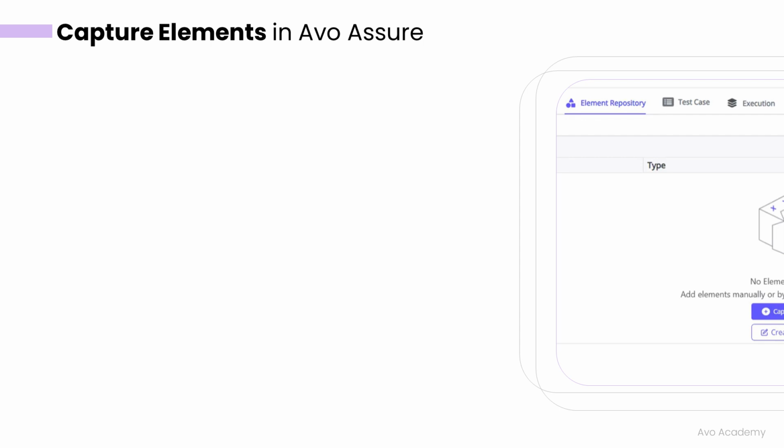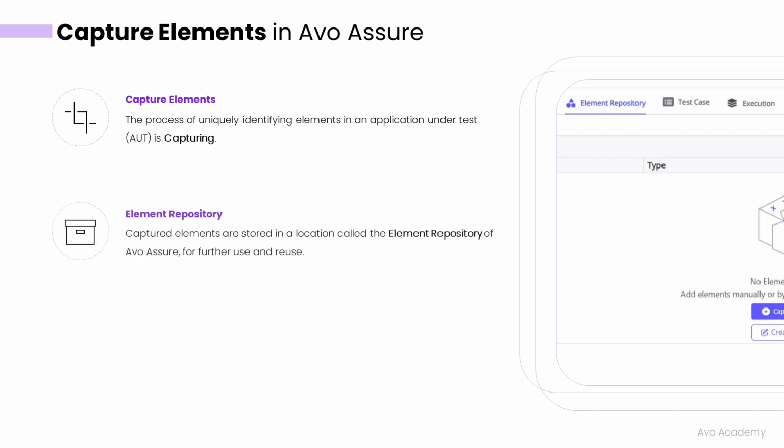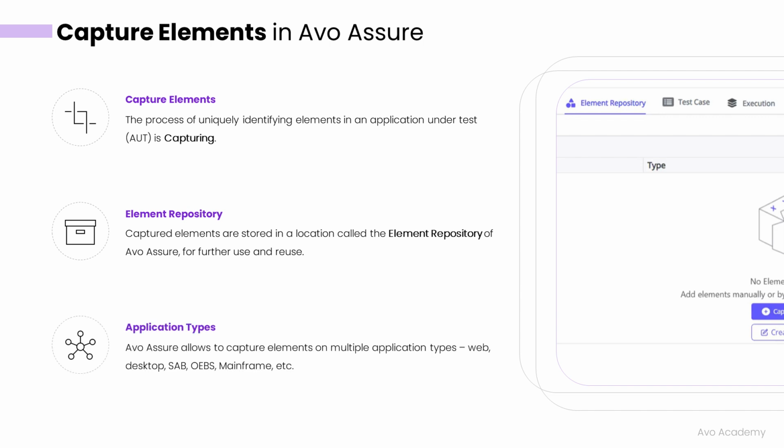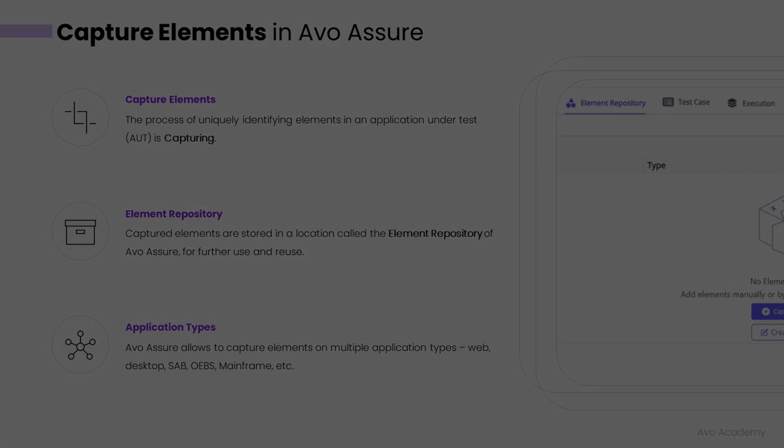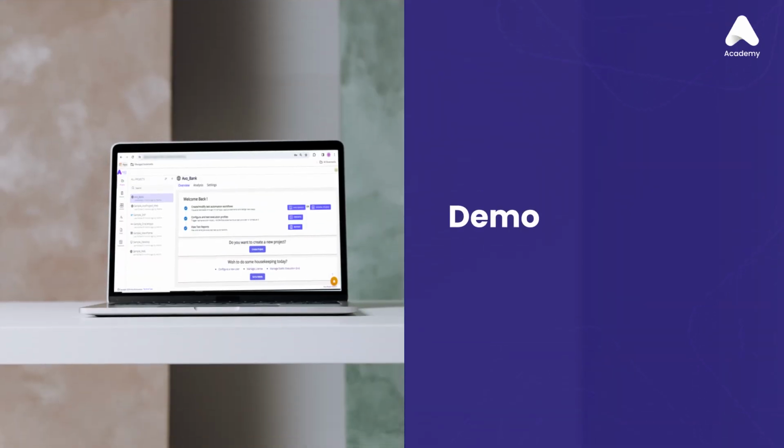Capturing elements is the process of uniquely identifying elements in an application under test, or an AUT. These elements, once captured, are then stored in the element repository of Avo Assure for further use and reuse. Avo Assure provides its users the option to capture elements on various application types: web, desktop, SAP, OEBS, mainframe, and others. Let us view a demonstration of capturing elements in Avo Assure.